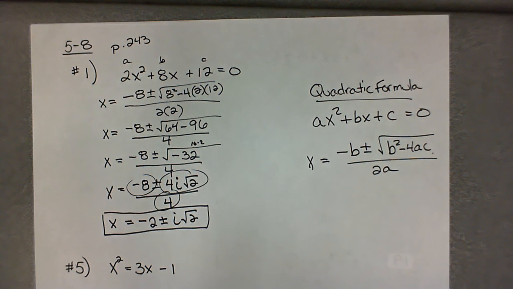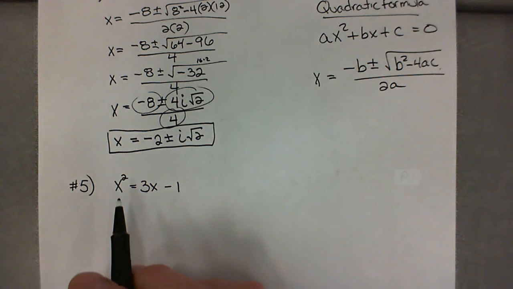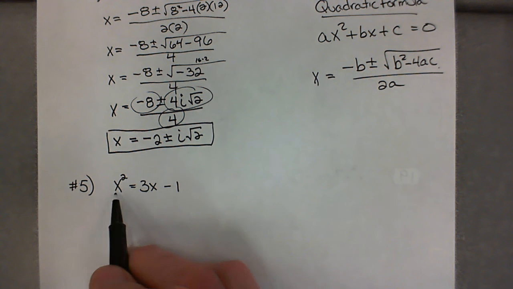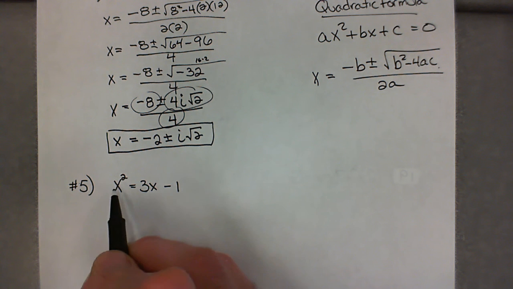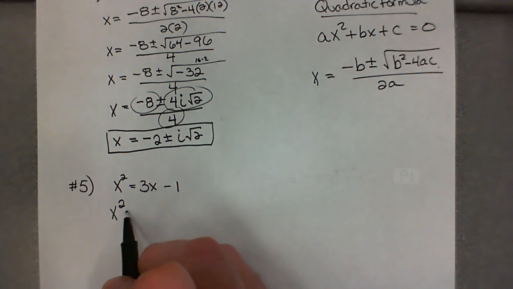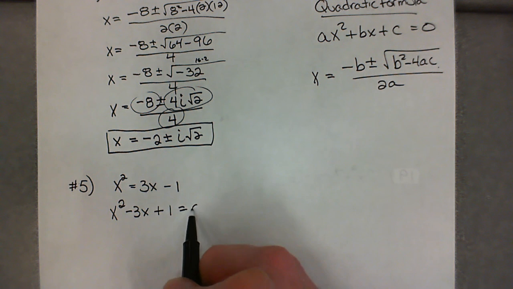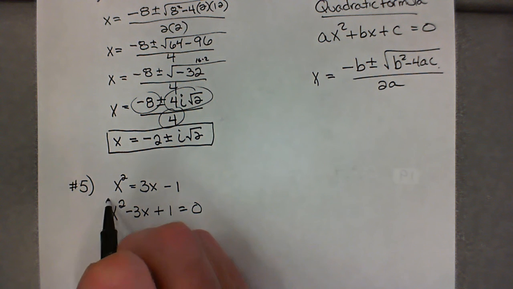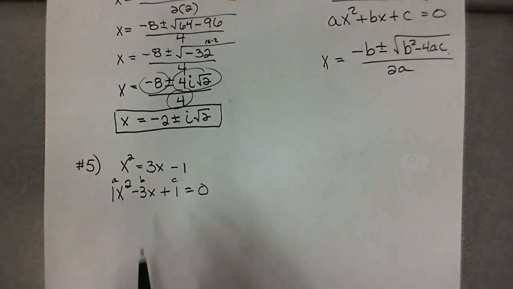Okay? Now, let's do one more. So on number 5, here, this is not in the correct sequence, so we need to bring these terms over to the other side. I like to keep the x squared positive. I just think it's easier. So I'm going to subtract off 3x, and I'm going to add 1, and that's equal to 0. So here's my a, my b, and my c. And notice there's no number here, so that's a 1. Okay? It's a 1x squared.